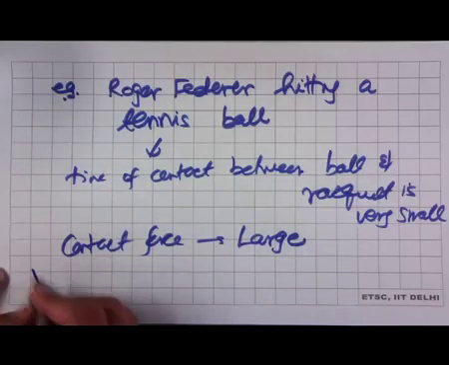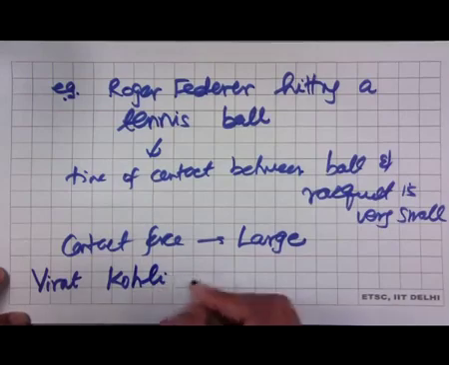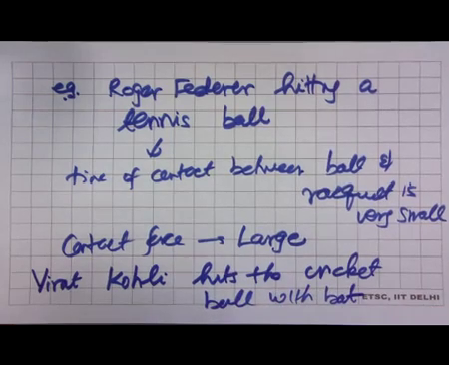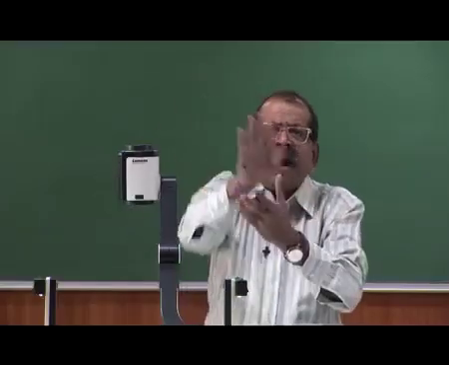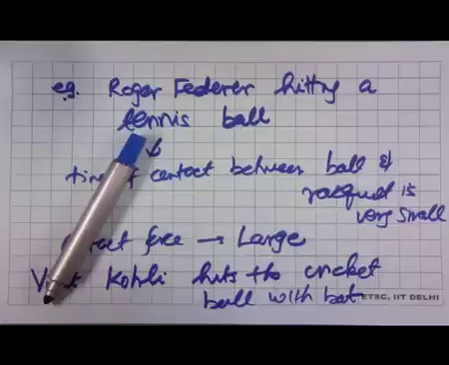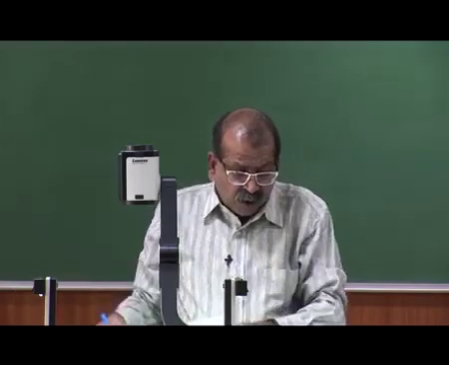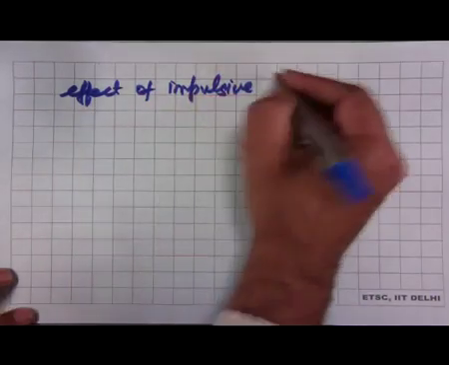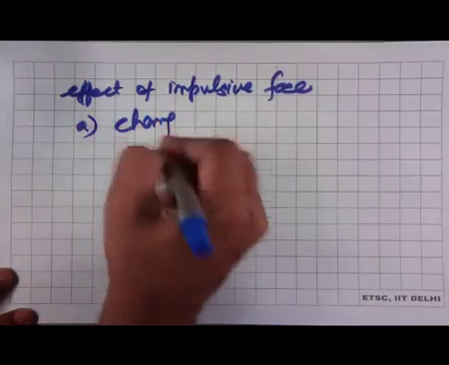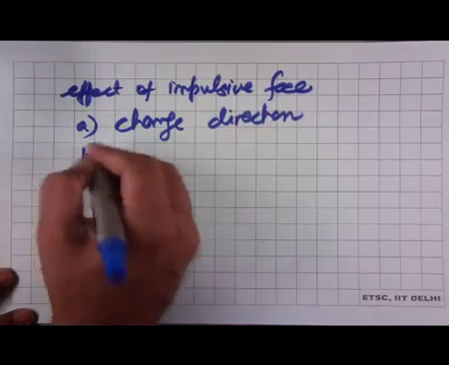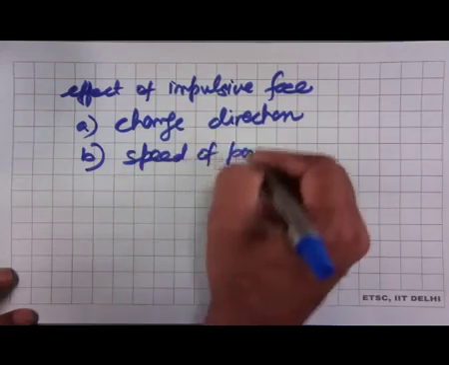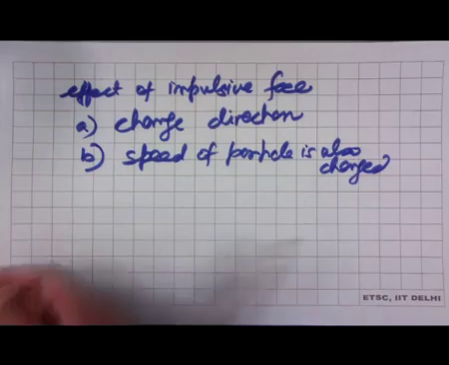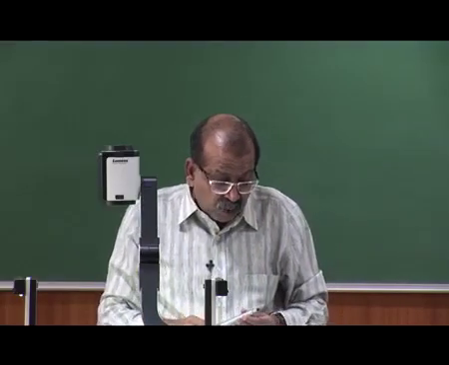And a second example of this could be a very similar example when Virat Kohli hits the cricket ball with his bat. Once again, the ball is coming, the bat applies a force because of which the ball changes its direction. So, what we see is the effect of the impulsive force is, one, the direction of the particle could be changed, and secondly, the speed of the particle is also changed. So, either one or both of these effects could take place, and this is what the impulsive force or any force would do on the particle.